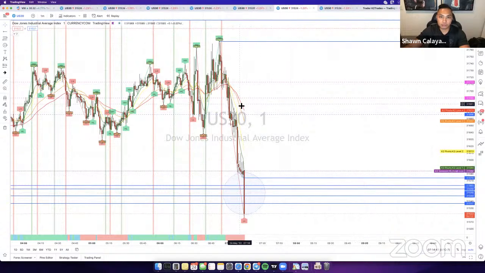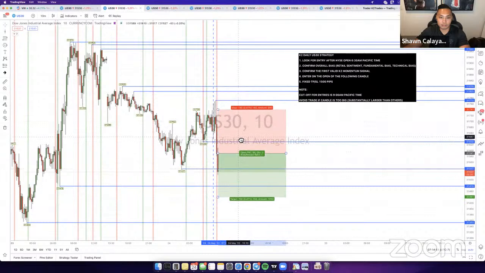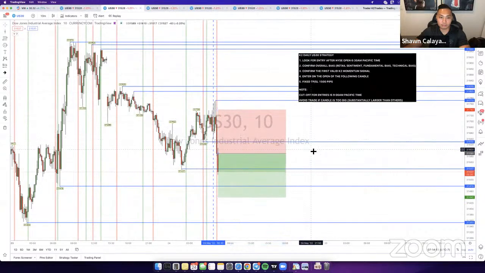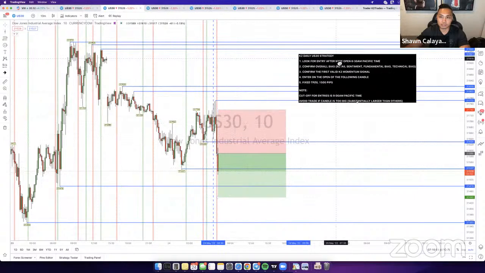So that's why I draw these lines here, guys, so that you have an idea of what to focus on and what to look at. Here's the daily entry right here, obviously on the 10-minute. I'm not going to chase this move down here, it's just too far down. But this is the daily strategy right here.